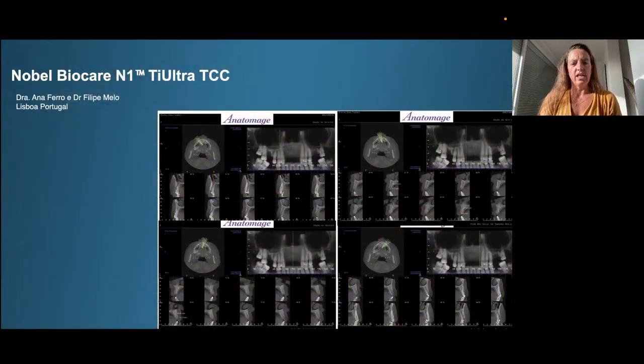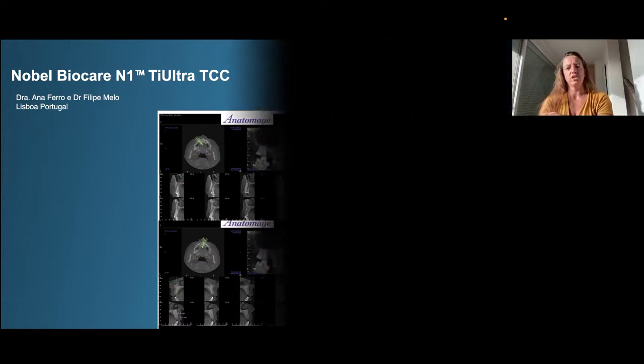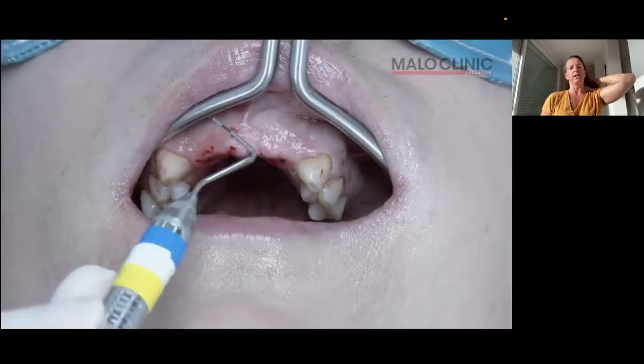So you can see here, this is the evaluation of our CT scan. We have a lot of bone. We have 20 millimeters of bone height, okay, with more than 5 millimeters of width, although the bone looks very soft. So this is the surgery. We went for the surgery.